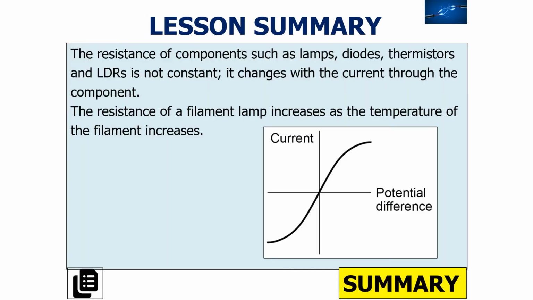So let's just summarize what we've learned in today's lesson. The resistance of components such as lamps, diodes, thermistors and LDRs is not constant. It changes with the current through the component. Now the resistance of a filament lamp increases as the temperature of the filament increases, with the following graph showing you what a graph of a filament lamp would look like.